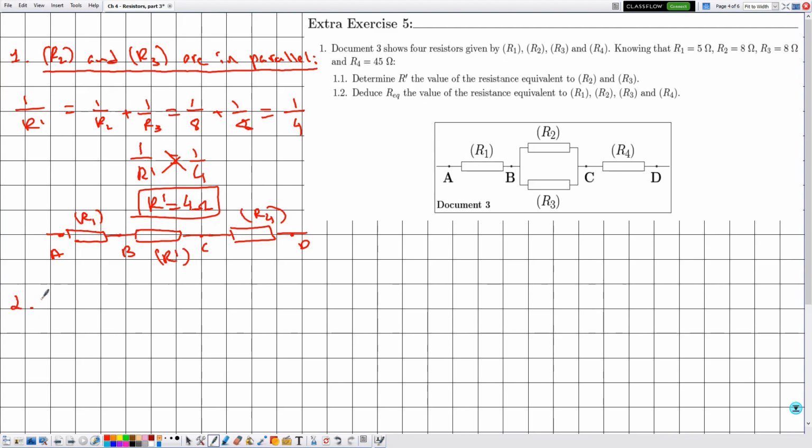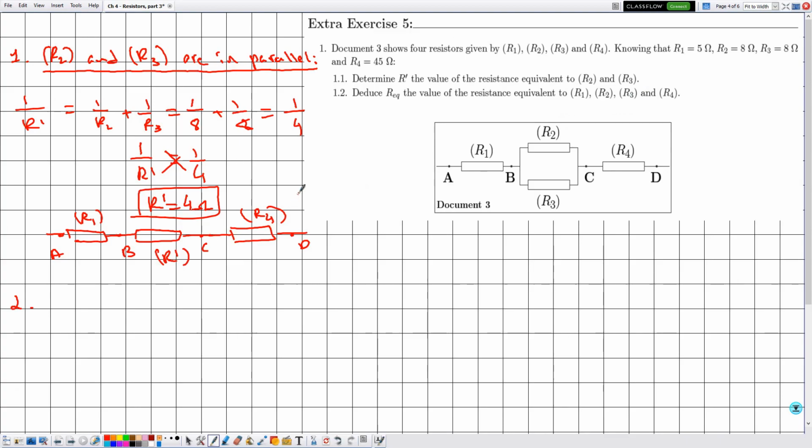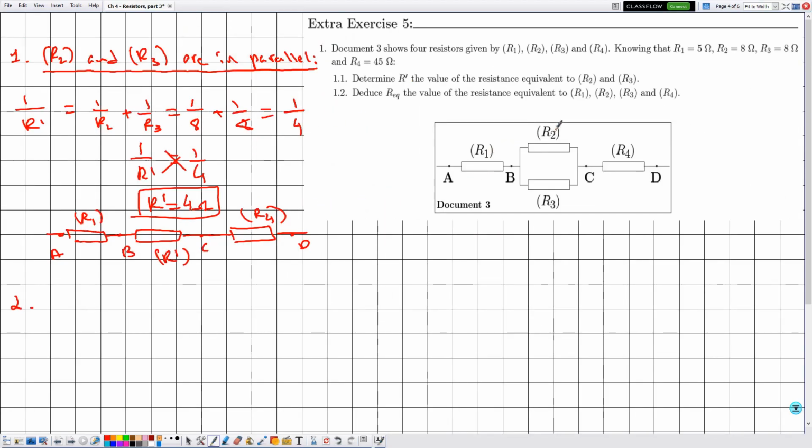Now in part 2, they are telling me deduce R equivalent, and by deduce it means that we need to see the previous part. The value of the resistance equivalent to R1, R2, R3 and R4. So here we have two groupings. Whenever we are being asked, we could refer to each of them. So by deduce it means that we need to use the previous part, which means we need to use this grouping. So the equivalent resistance between R1, R prime, R4 is exactly the same as that of R1, R2, R3 and R4, because R prime simply replaces R2 and R3. So in this case, let's say that R1, R prime and R4 are in series.